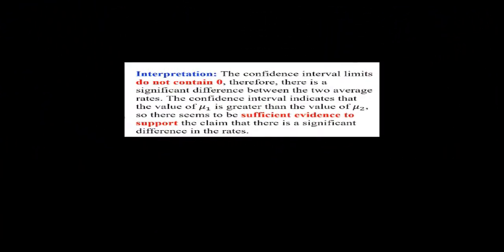Interpretation. The confidence interval limits do not contain 0. Therefore, there is a significant difference between the two average rates. The confidence interval indicates that the value of mu1 is greater than the value of mu2. So there seems to be sufficient evidence to support the claim that there is a significant difference in the rates.